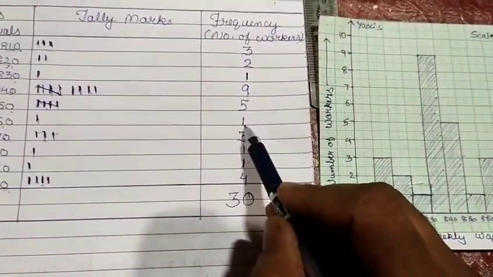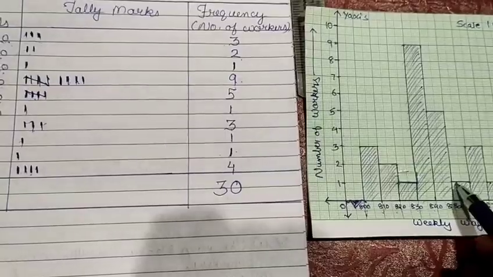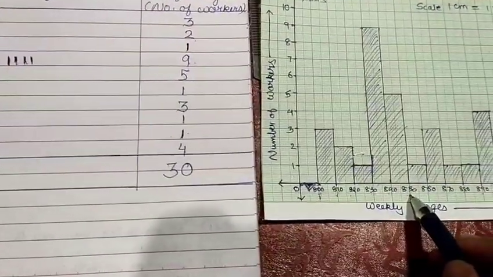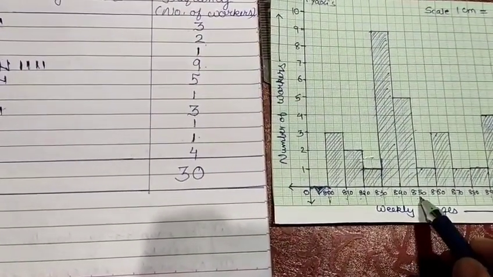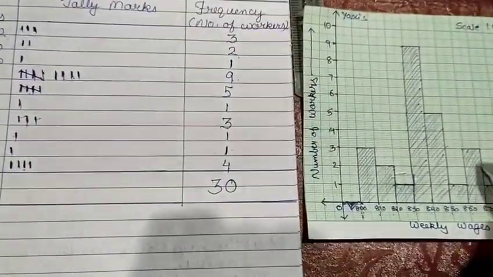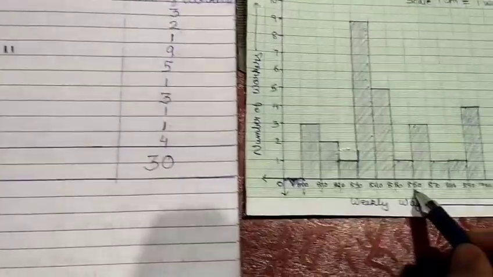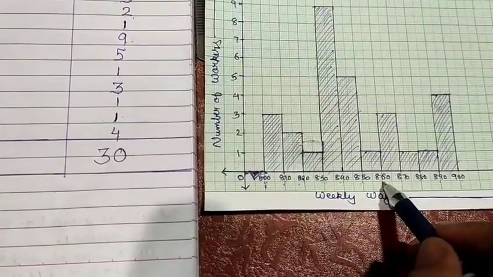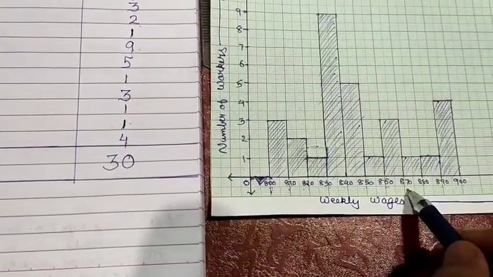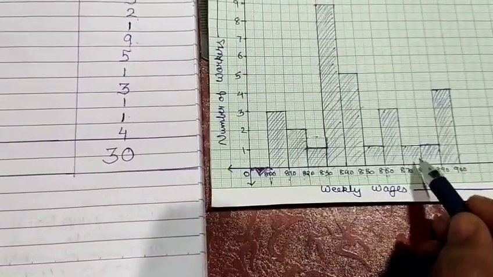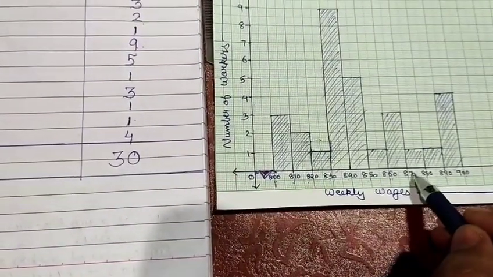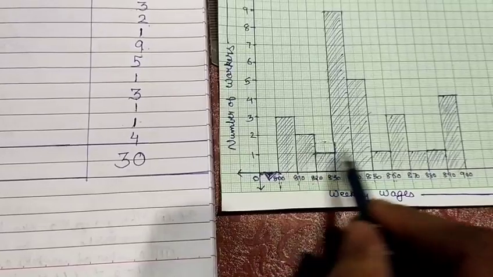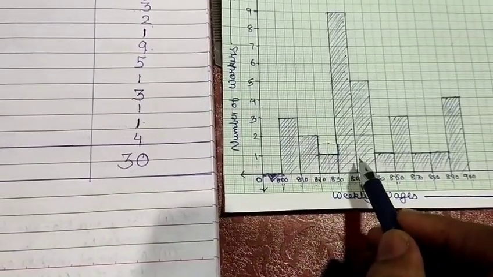Then 1 worker used to get a salary, draw a bar of 1 centimeter. It shows that 1 worker used to get a salary between 850 to 860. Then 3, draw a bar of 3 centimeters. It shows that 3 workers used to get a salary between 860 to 870. Then 1, so draw a bar of 1 centimeter. Dear student, here there is no gap between the bars. It is a histogram.